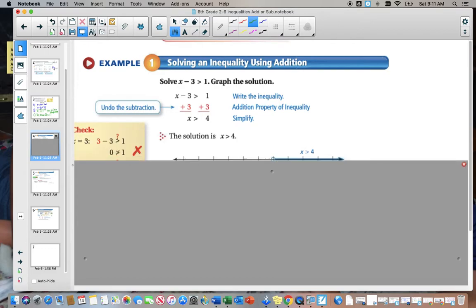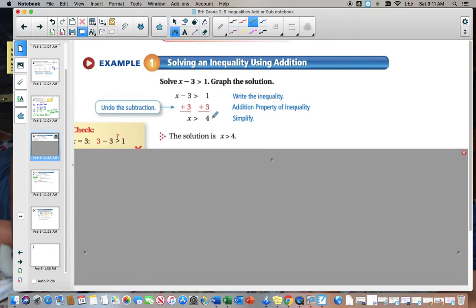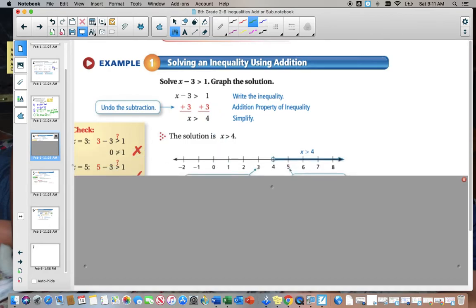Now, the question is, how do you show that on a number line? The answer can't actually equal 4, so you put an open circle on 4, and then where are all the values greater than 4 on the number line? That would be to the right. Sometimes I'll do this where you sort of mark it, darken in this line here, or I'll just do an arrow like that.